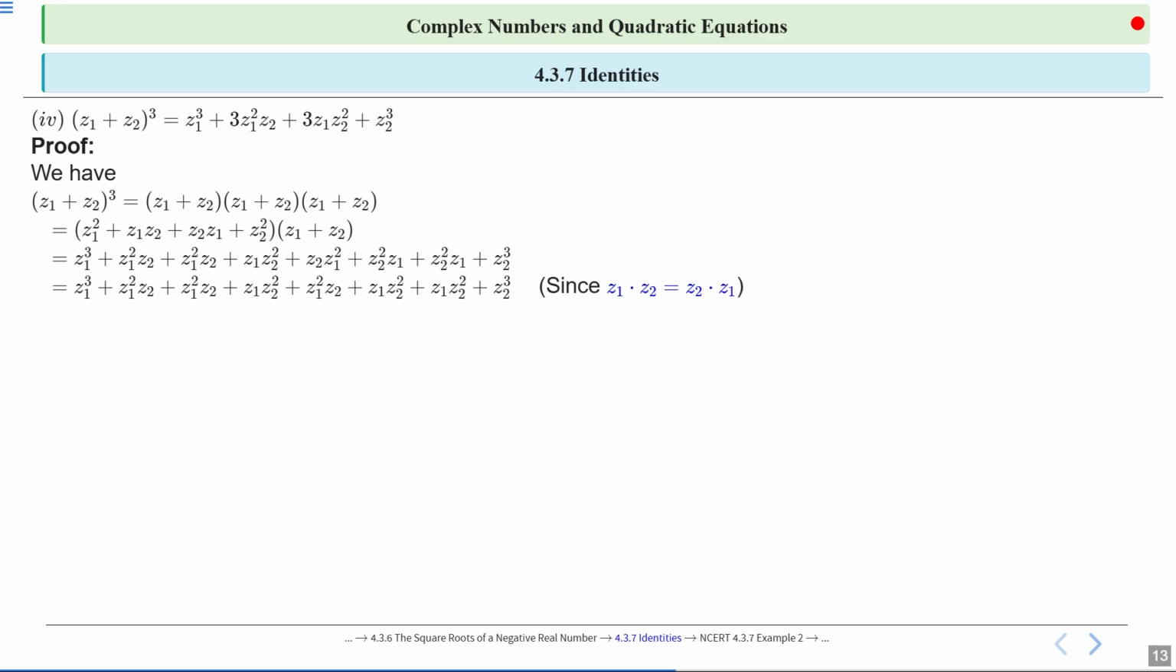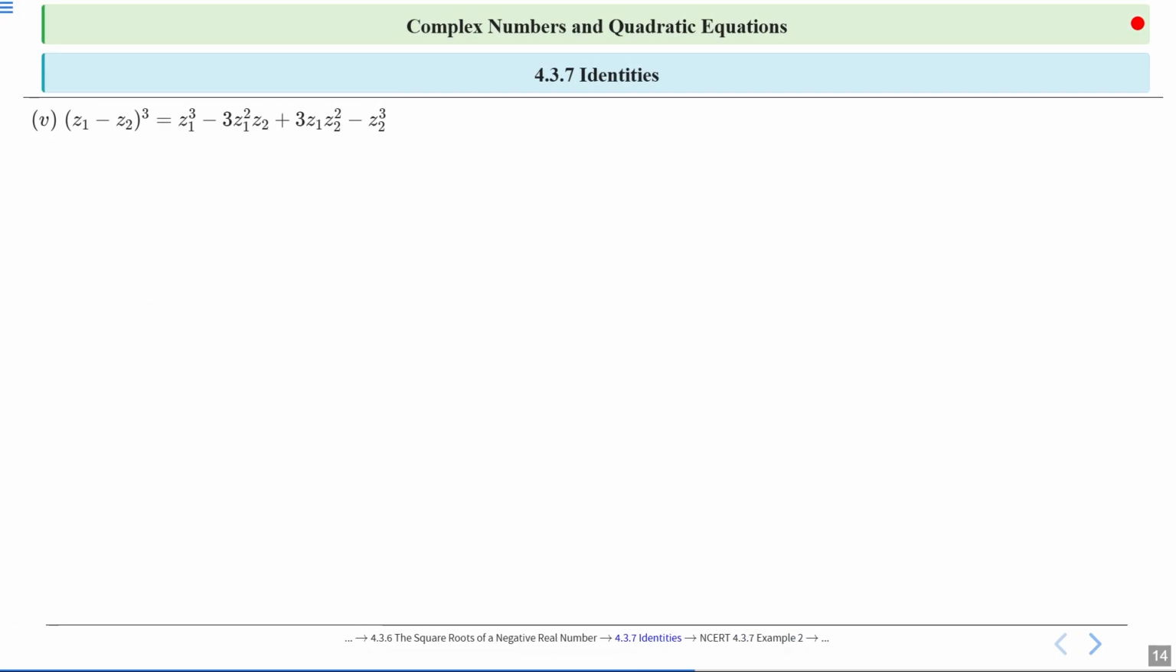Since z1·z2 equals z2·z1, this is equal to z1³ + z1²·z2 + z1²·z2 + z1·z2² + z1²·z2 + z1·z2² + z1·z2² + z2³. And now let's add up the like terms and we get z1³ + 3z1²·z2 + 3z1·z2² + z2³.